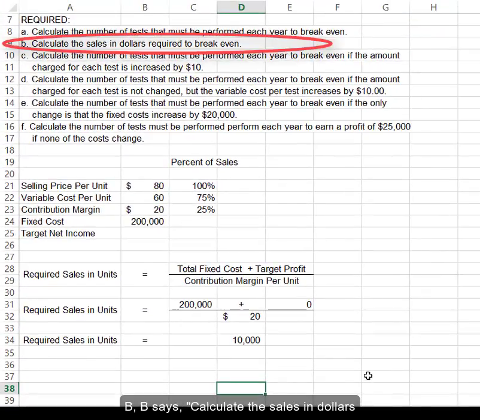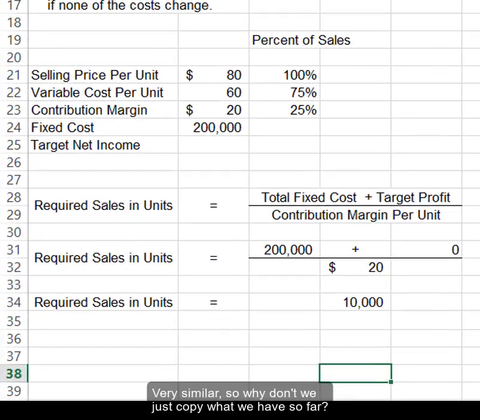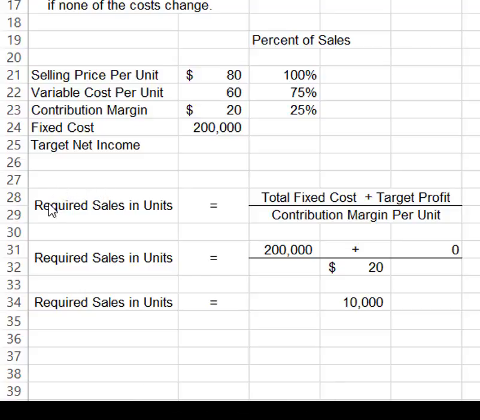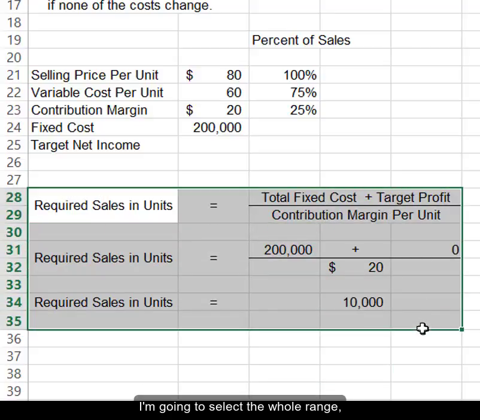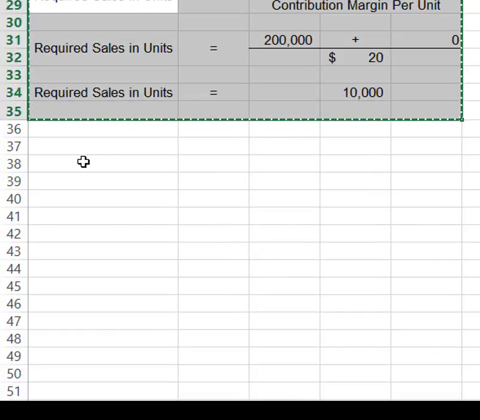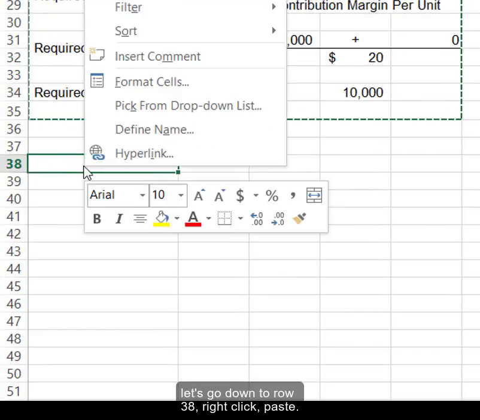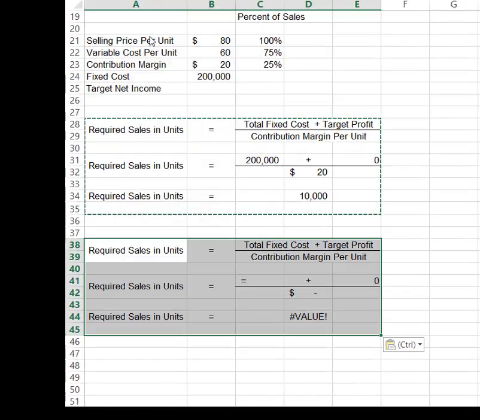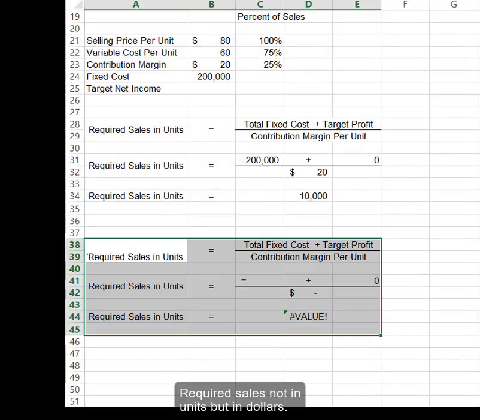B. B says, calculate the sales in dollars required to break even. Very similar. So why don't we just copy what we have so far? I'm going to select the whole range, in this case from A28 to E35. Right-click, copy. Let's go down to row 38. Right-click, paste. Required sales not in units but in dollars.